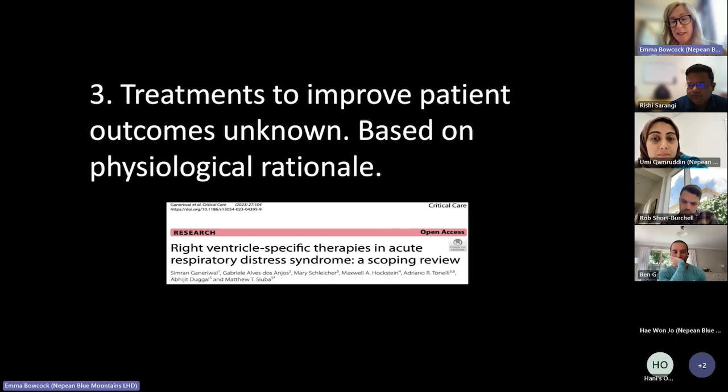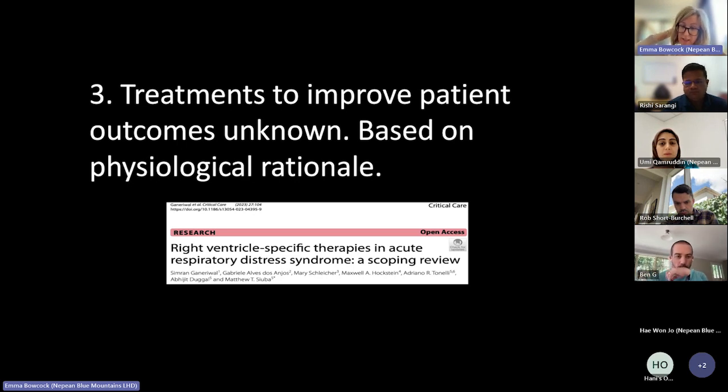Which potentially plays into this, which is there's no known perfect treatment strategy to improve patient outcomes with RV dysfunction. And really a lot of what we do, and there's this lovely scoping review talking about that and how there's really not that many RCTs, and again we need more good, robust, quality prospective data to try and help.